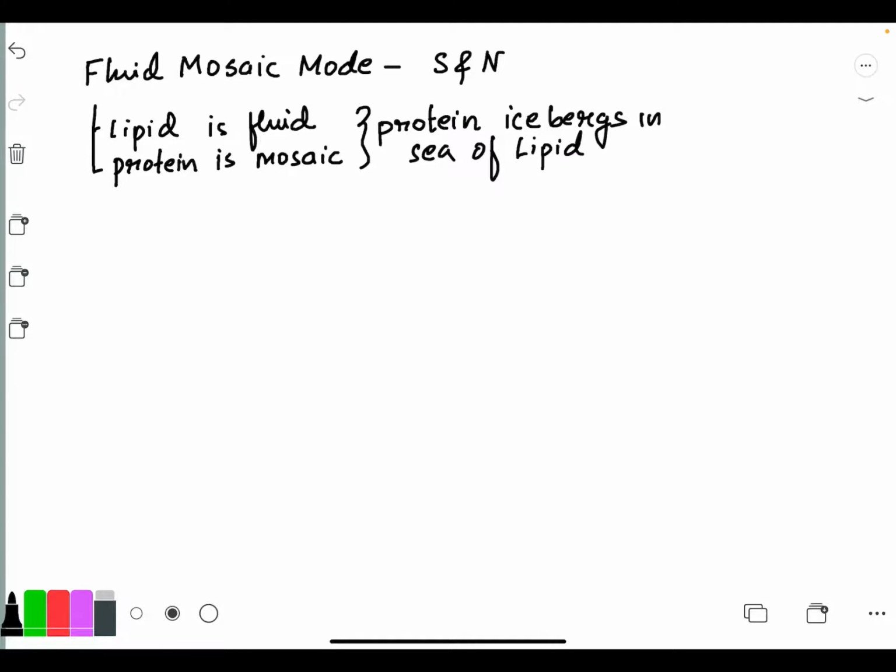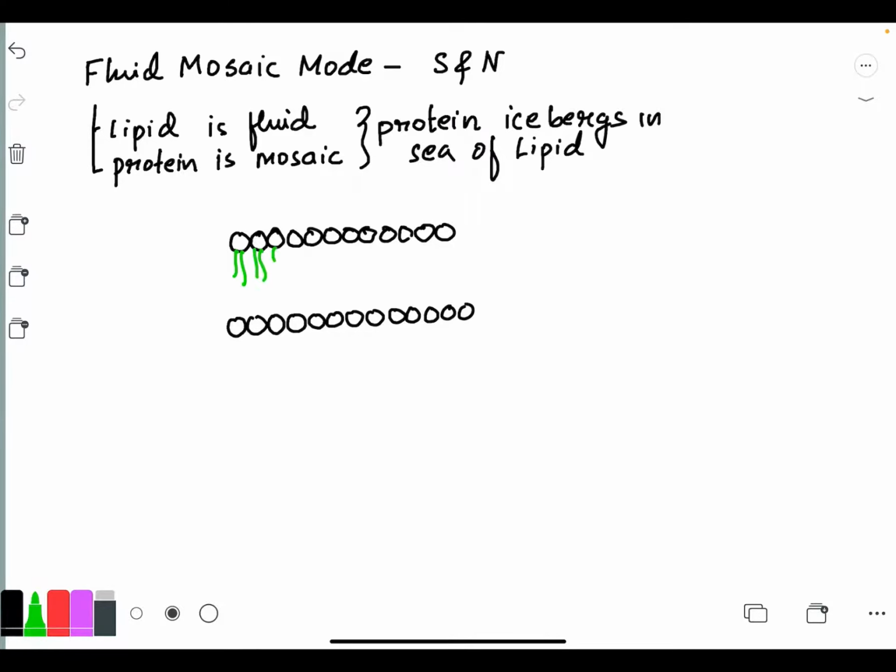Now let us see the basic structure. So this is how the bilayer is actually present. You already know that the tail part is the lipid part or non-polar part. The black circles represent the polar head or hydrophilic part, and the green part represents the hydrophobic non-polar tails, the acyl chains. Okay.